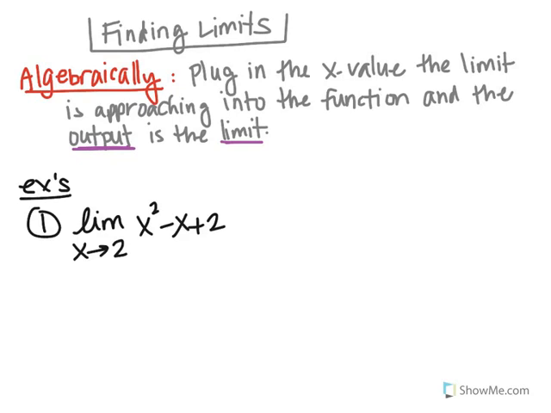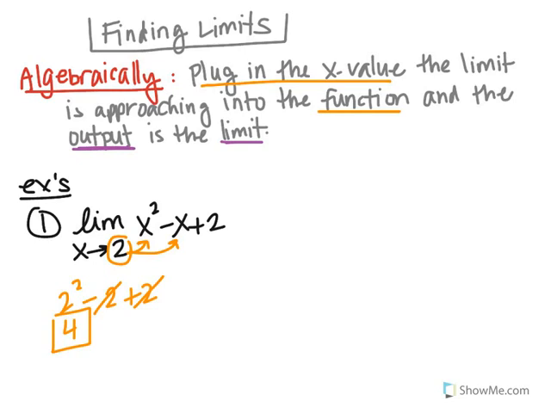So you're going to find the limit as x approaches 2 of x squared minus x plus 2. All I said you had to do is plug the x value into the function. So this 2 is going to be substituted into the function. You're going to get 2 squared minus 2 plus 2. So basically you get 4, and then minus 2 plus 2 cancels out. So that means that the limit as x approaches 2 is 4.